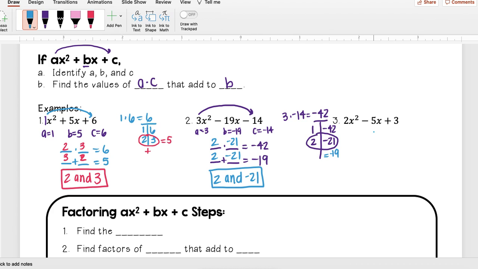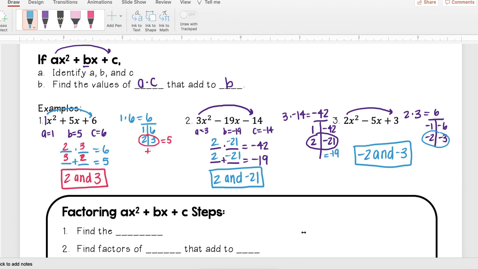Okay, go ahead and pause the video. I want you to try and do number 3. The answers you should have gotten were negative 2 and negative 3. When I do negative 2 times negative 3, I get a positive 6. But then when I add them, I get a negative 5.